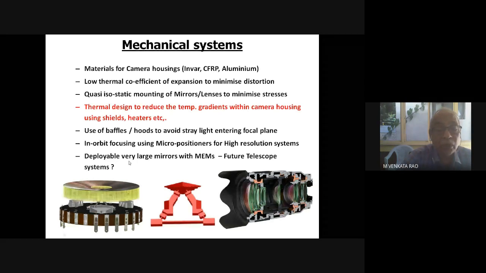Then deployable very large mirrors with micro electromechanical systems, MEMS. Okay, that is a future telescope system. If it is not possible to have such a huge mirror on ground because of launch vehicle constraints, you fold the mirror like antennas, for example. You fold a mirror and deploy it in orbit. Maybe we can expect such types of systems in future.